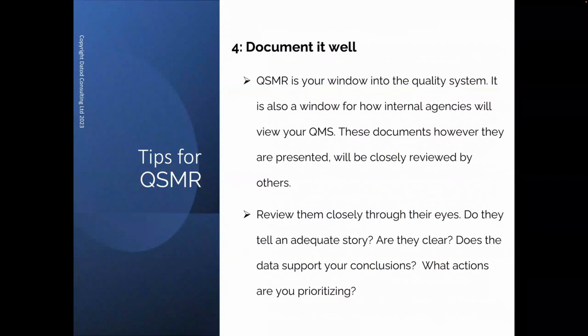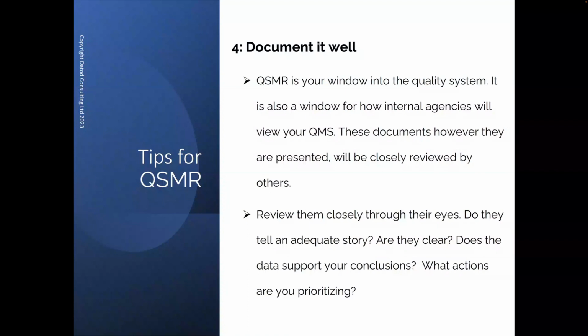Now, you can have a great conversation and you can have lots of discussion, you can decide lots of great things, but really you need to make sure they're documented. The quality system management review deck is always the window into the quality system. It is one of the first documents that the auditor, the regulator, the inspector wants to see. And these documents, however you present them in the meeting, will be closely reviewed by others. So when you collate these documents, make sure you review them closely through their eyes.